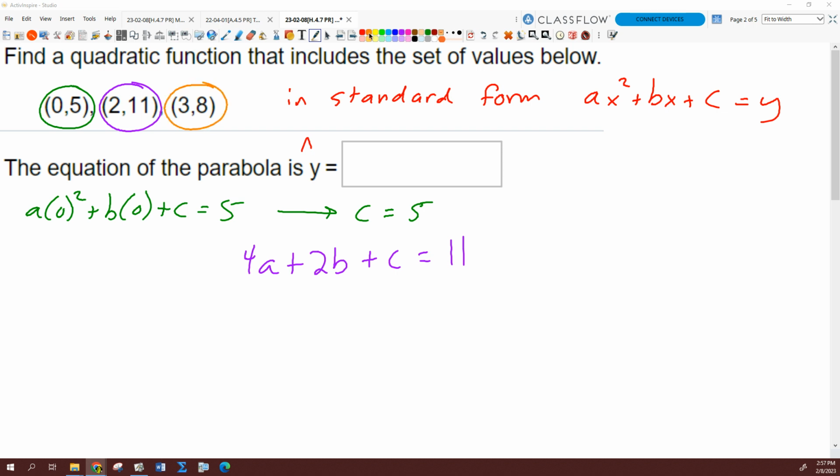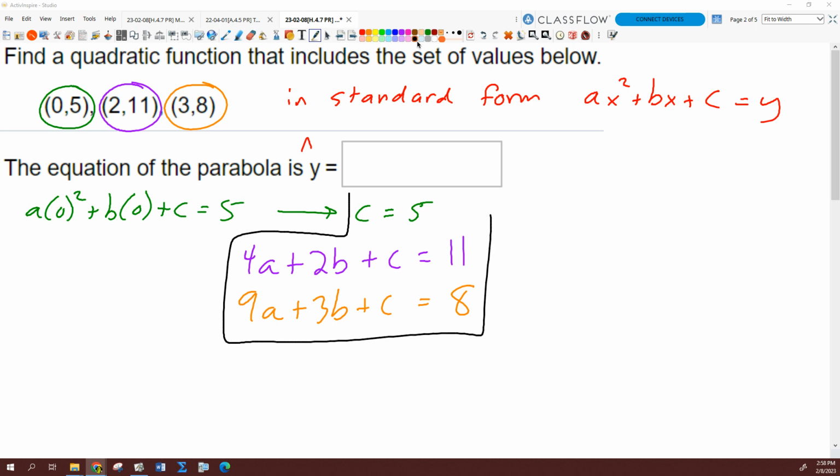And then what about this guy? When x is 3, y is 8. So a times 3 squared is 9a plus b times 3 is 3b plus c equals 8. Well, look at that. That looks familiar, I bet. That is just a 3 by 3 system, right? You guys solved those. And this is an easy one because the top equation tells you the value of c, right? So it's pretty easy.